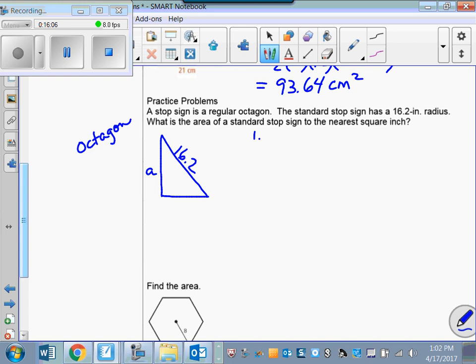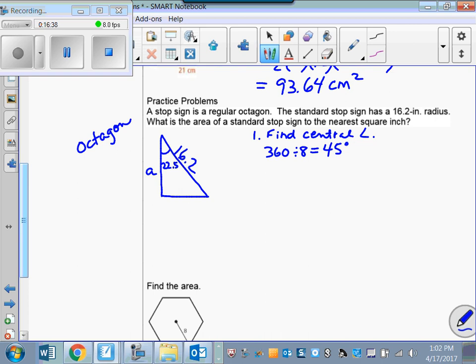Number one, we want to find the measure of the central angle. So that's 360 divided by 8, which is 45 degrees. But we only need half of that, right? Because we're only looking at half of one of the 8 congruent triangles. Half of 45 is 22.5. I typically don't like to use decimals, but it'll be easier to do that here. Okay, so we've got 22.5.